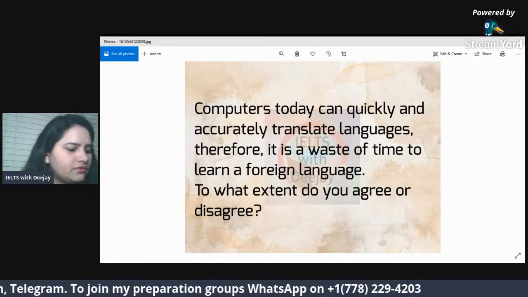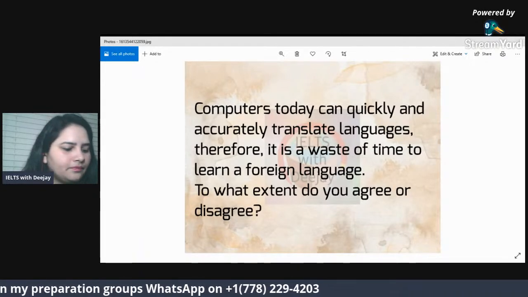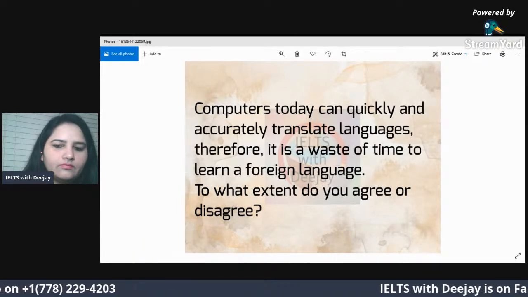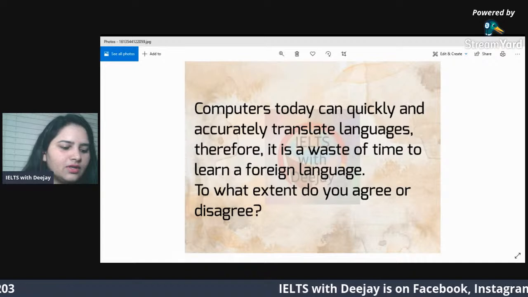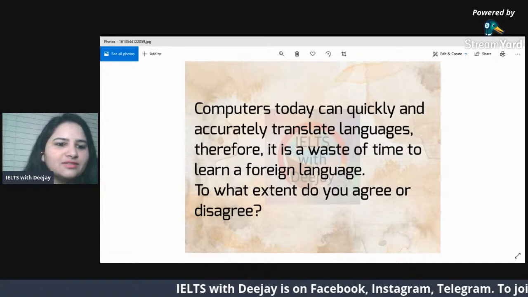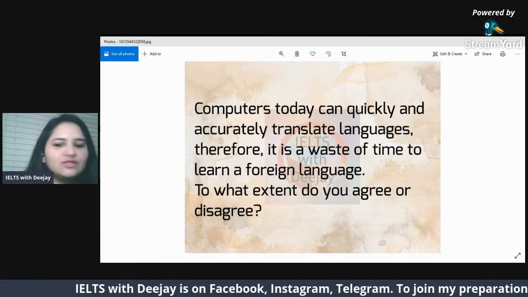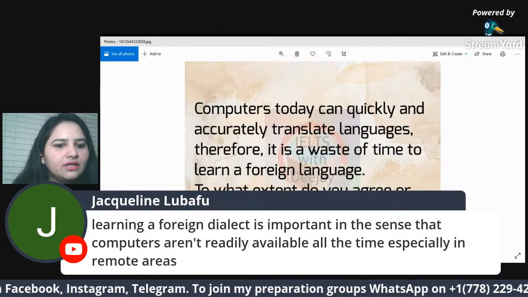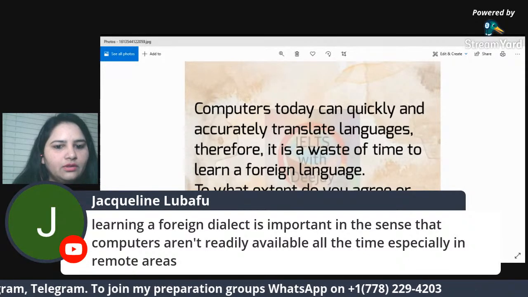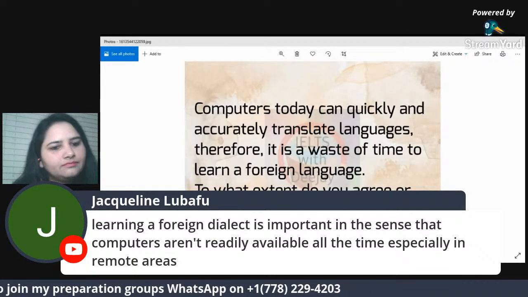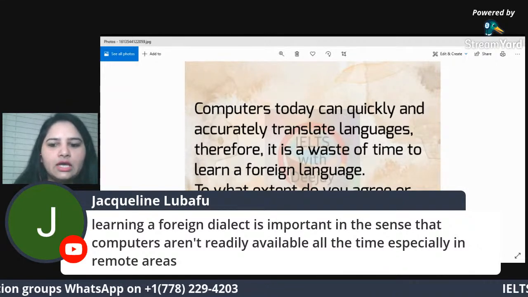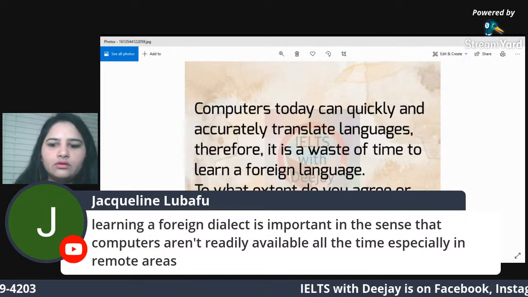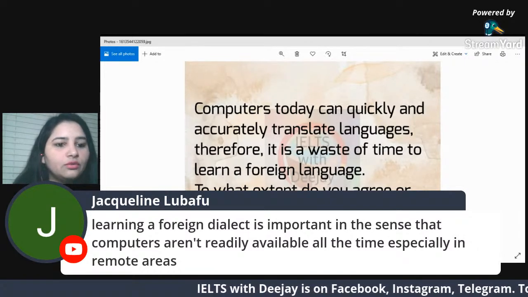Okay, so we have one more comment from Jacqueline. She has used a very good word, dialect. See, this is also a synonym that you can use. Learning a foreign dialect is important in the sense that computers aren't readily available all the time, especially in remote areas. This is what I was saying, that you have to give reasons.